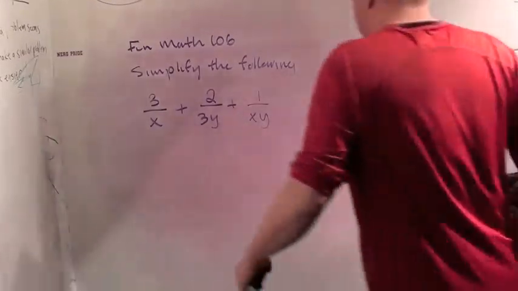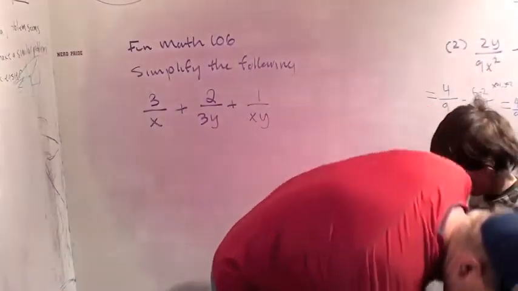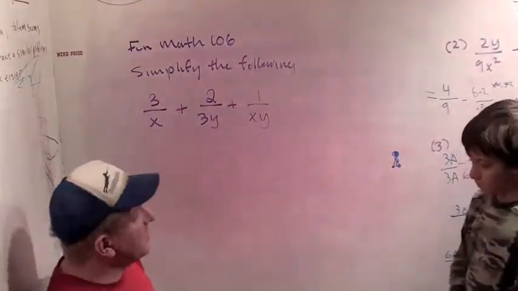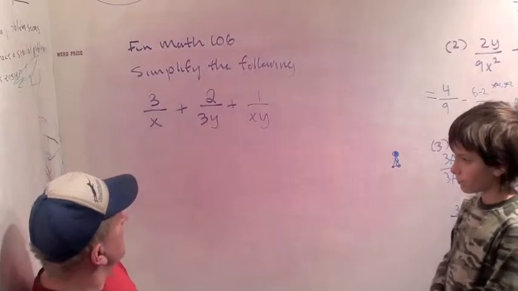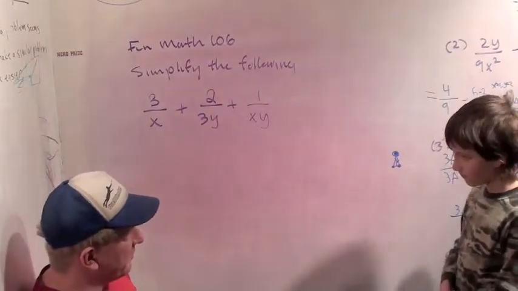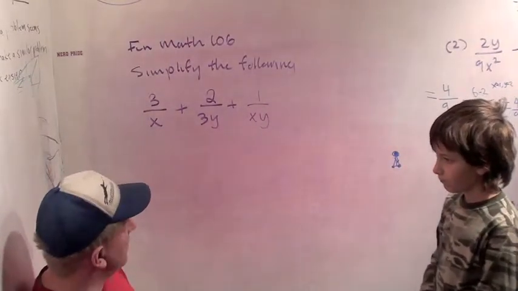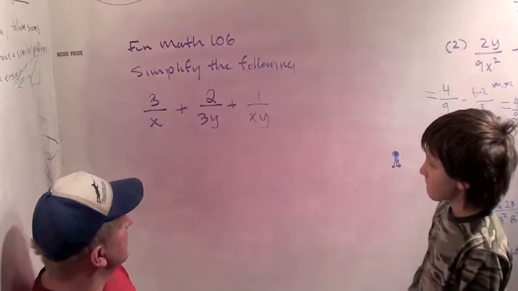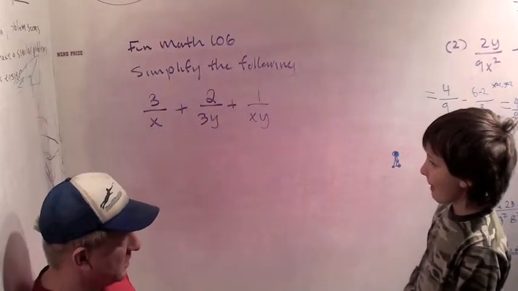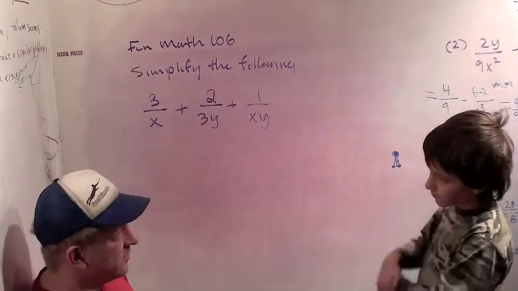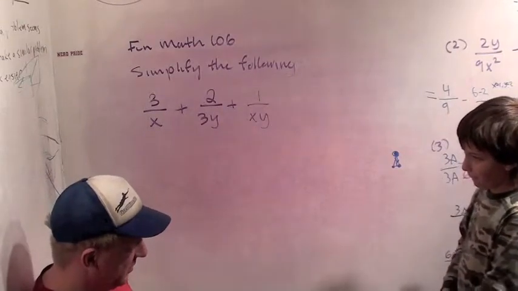FunMath number 106. Today we are following section 4.4 of Art of Problem Solving's Algebra book, and that is talking about simplifying fractions. And by fractions, this time we mean fractions with algebraic expressions in them, not just good old friendly fractions like a half plus a third.